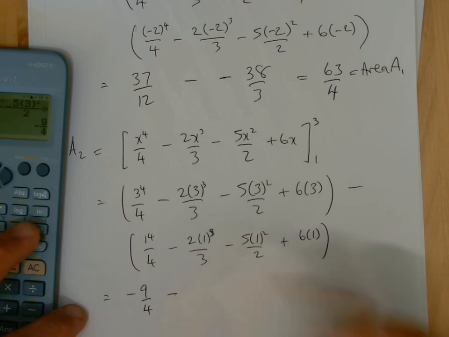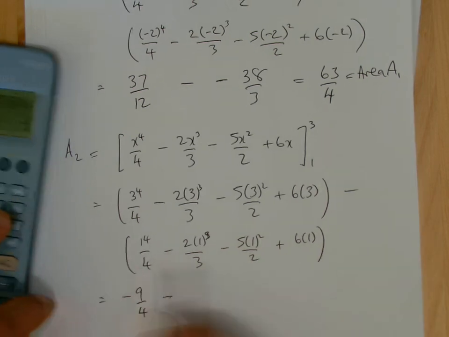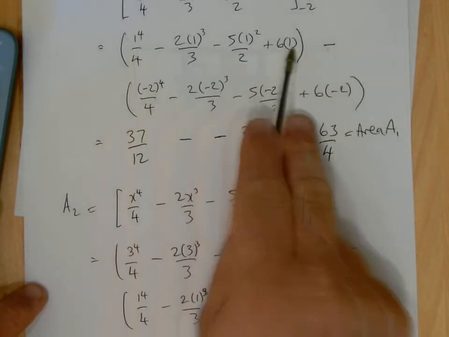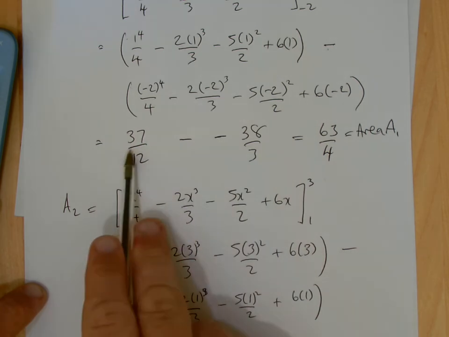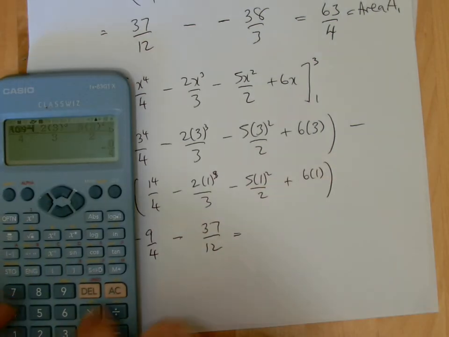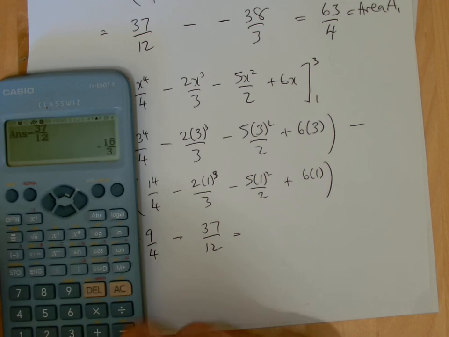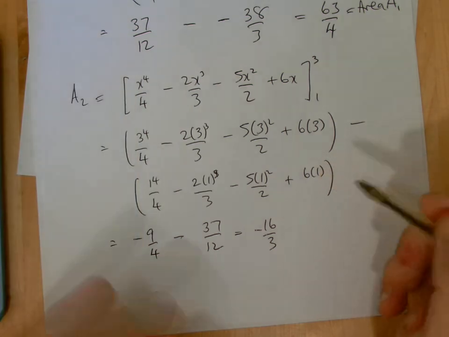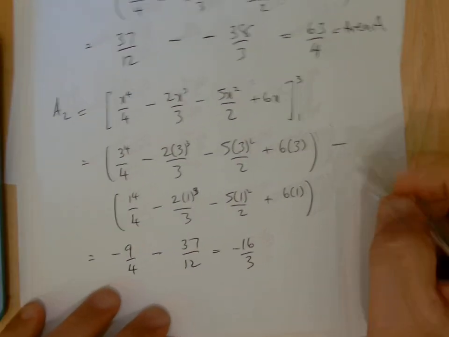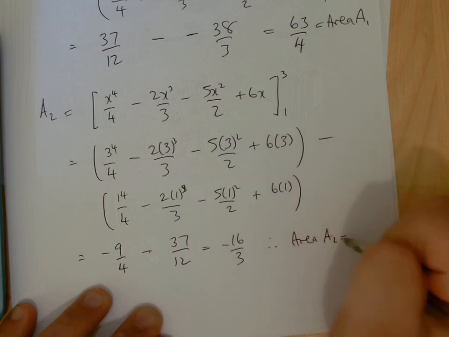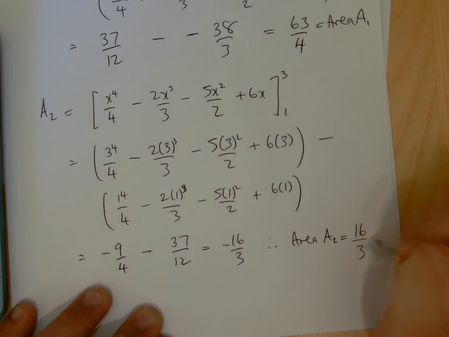Then I've got to take away this. Now I don't actually need to type that into my calculator, because I did that, if you remember, up here in the first part for A1, and I got an answer for that, 37 over 12. So I literally just can write that in there. So take away 37 over 12. So I do that, I get minus 16 over 3. Now, of course, I expected it to be minus, because it's underneath the x-axis. So I say, therefore, area A2 is equal to positive 16 over 3.